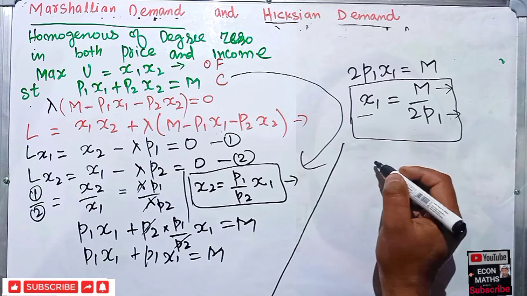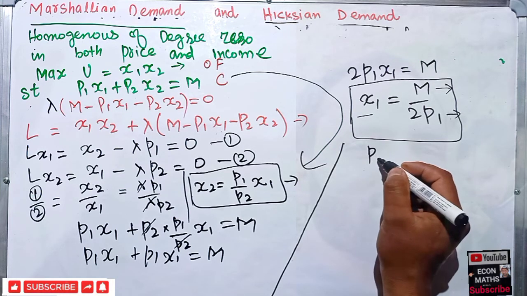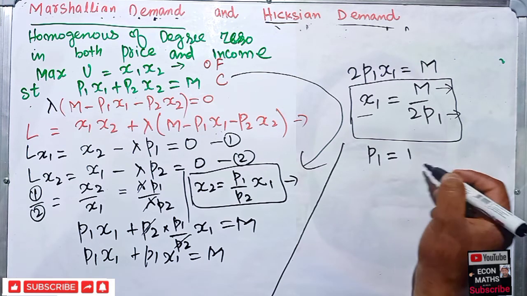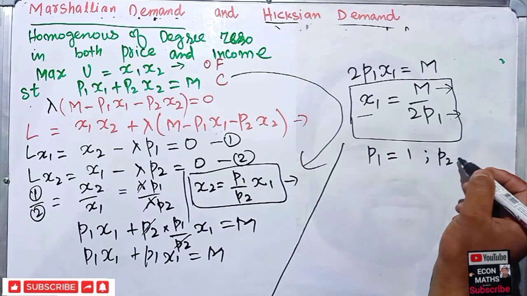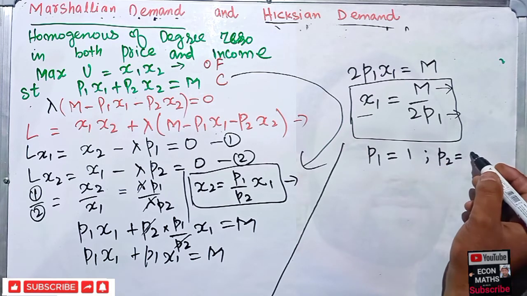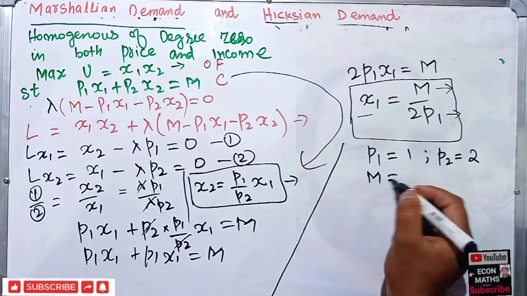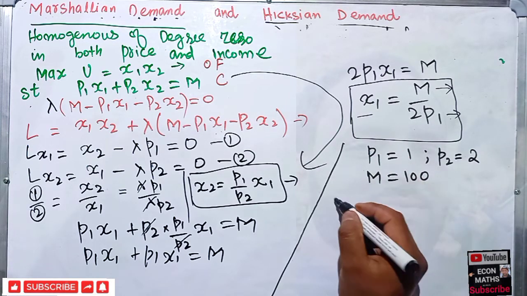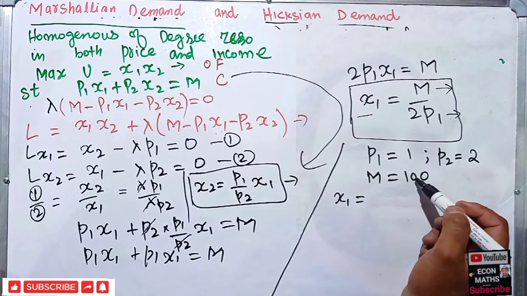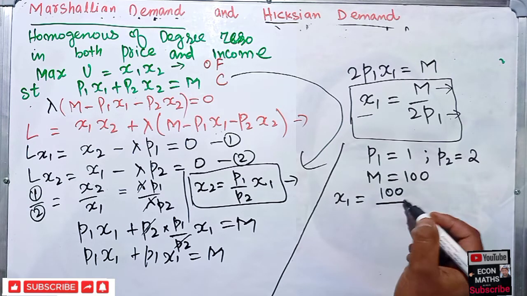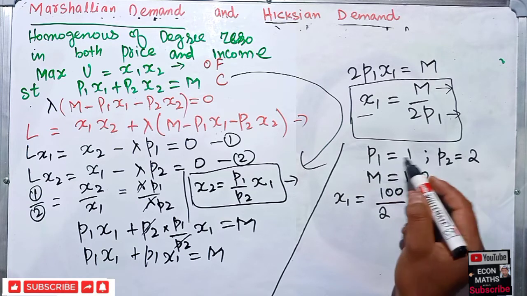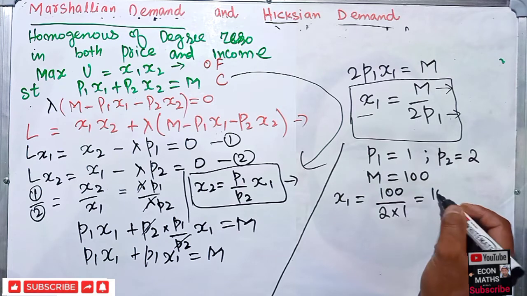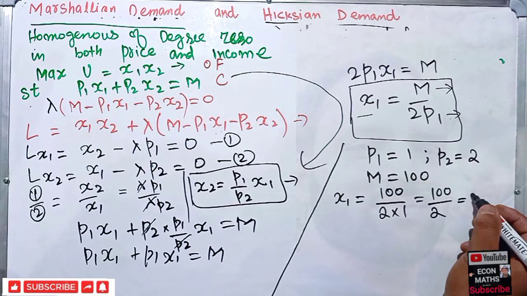Let us say price p1 is equal to 1, price p2 is equal to 2, and initially we are given the income of 100. If we put these values here, x1 would be equal to m, which is 100, divided by 2 times the price of x1, p1, which is 1. So it is 100 divided by 2, which is equal to 50.